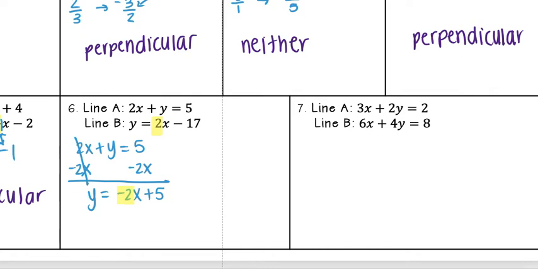So now I need to determine whether they're parallel, perpendicular, or neither. Well, I see they are both the same number, but one of them is positive and the other is negative, so I know it's not parallel. For this to be perpendicular, I would need to flip it, which means it would need to be negative 1/2, which it is not. So this one is neither.